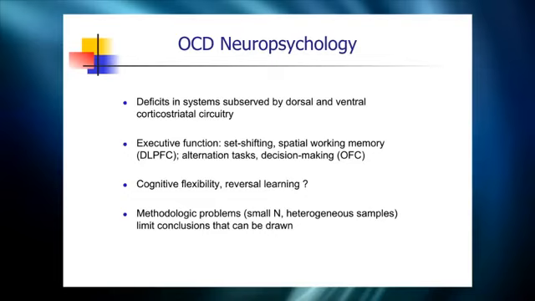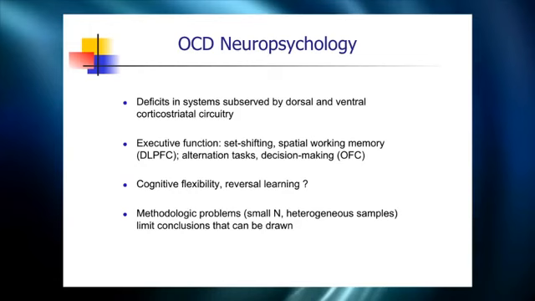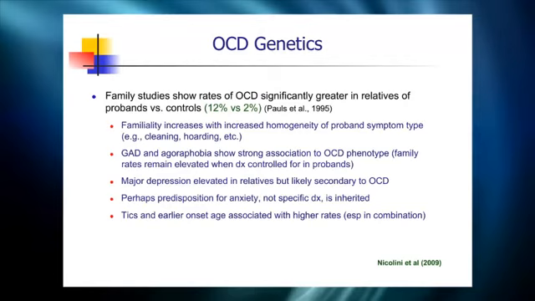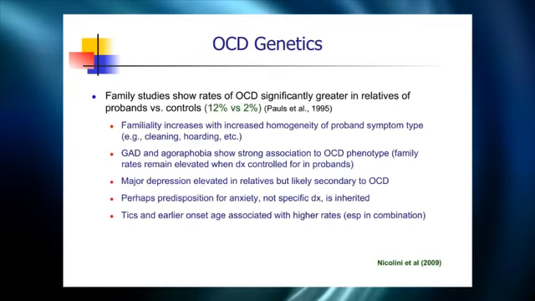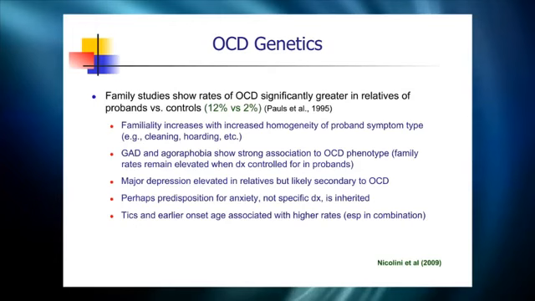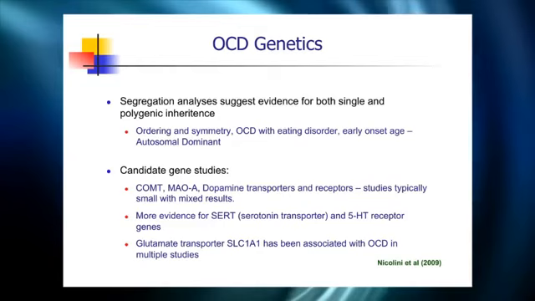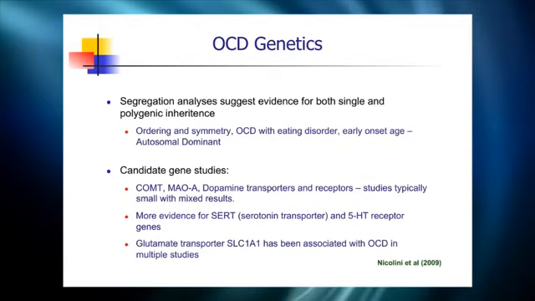Neuropsychology has also provided some evidence that supports the neuroanatomical and neurophysiologic studies here. And in terms of genetics, there's been a fair amount of data suggesting that OCD is indeed genetic. The illness tends to run in families, showing significantly greater rates in relatives of affected individuals versus controls, about 12% to 2% in this one study. There's some evidence that maybe up to 25 to 40% of individuals with OCD will have family members that have some symptoms as well.